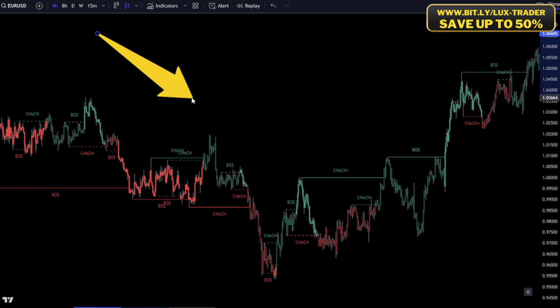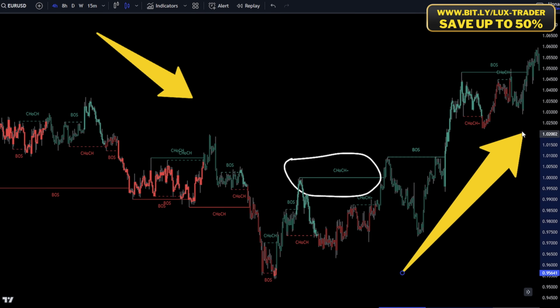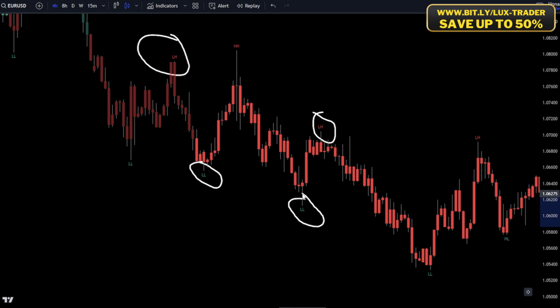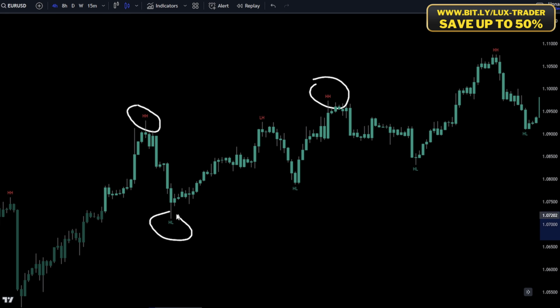For example, here the market is in a downtrend, and when this lower high is broken, it signals a change of character for the long-term structure of the market, suggesting the probable start of an uptrend, indicating a longer-term trend reversal. For long-term structures, the indicator also shows lower highs and lower lows for downtrends, as well as higher highs and higher lows for uptrends.